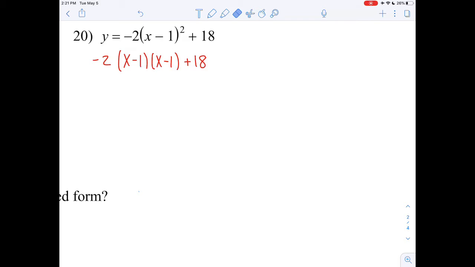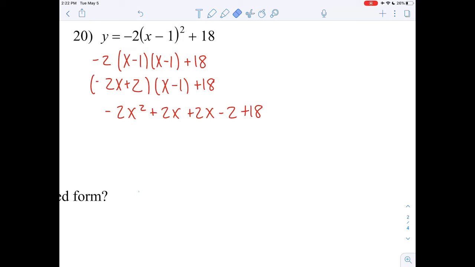x minus 1 squared. After we distribute the -2, we get -2x plus 2 times x plus minus 1 plus 18. Now I can use my arrows to distribute between all of those terms, and I get -2x squared plus 2x plus 2x minus 2 plus 18 again. Now I can combine like terms to get -2x squared plus 4x plus 16.